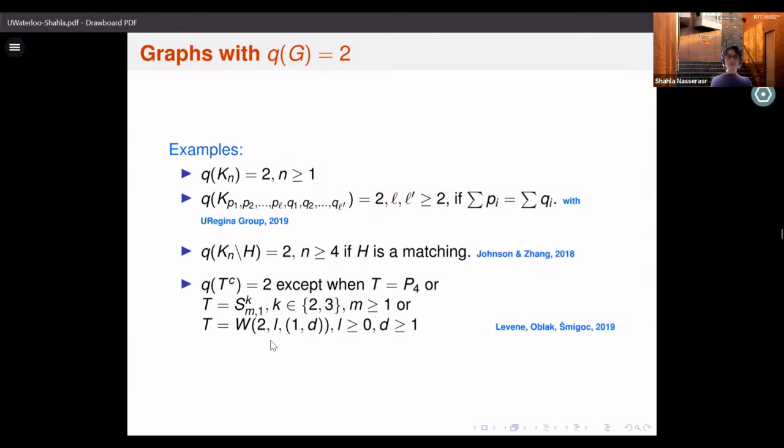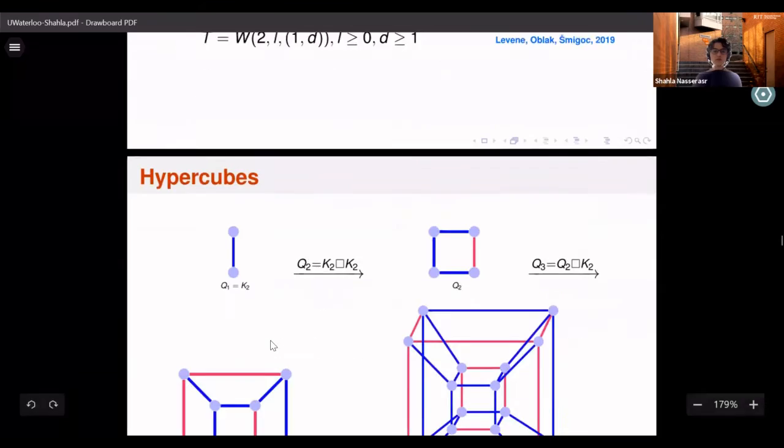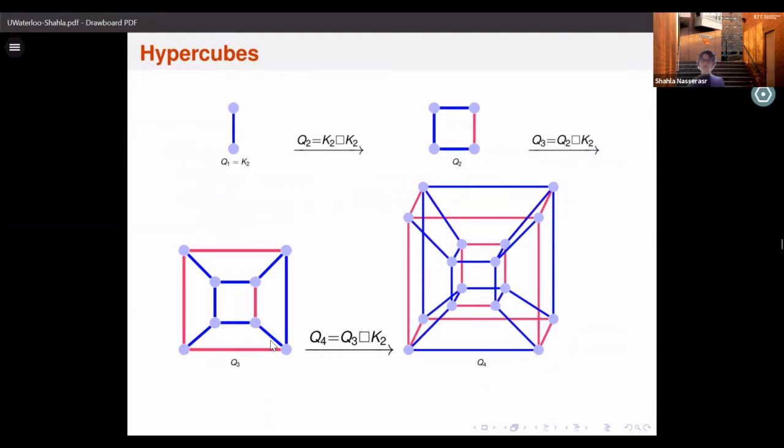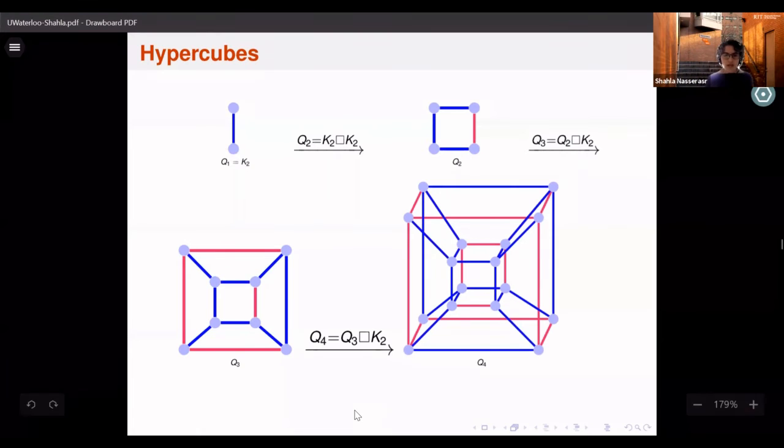So as you see, there are so many graphs with Q equals 2. And I'll show you one more example that's very interesting as well: hypercubes. We all know what hypercubes are. I've drawn them in this shape for a reason. A hypercube is basically starting with a K2 and taking the Cartesian product with K2, and then continuing to take Cartesian products with K2. So why have I colored them in this way?